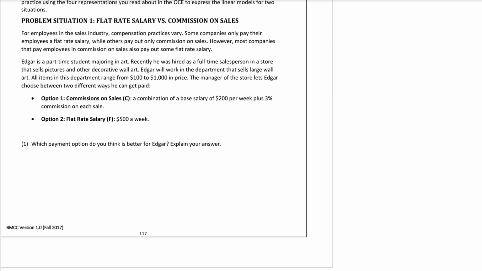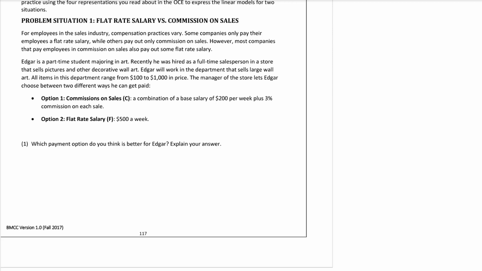The manager of the store lets Edgar choose between 2 different ways to get paid. Option number 1, commission on sales: a combination of a base salary of $200 per week plus 3% commission on each sale. And the flat rate, option number 2, is to get $500 a week. Which payment option do you think is better for Edgar?